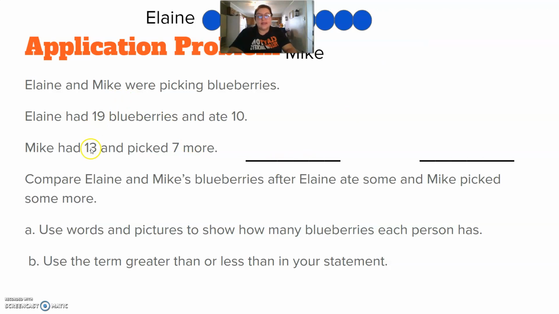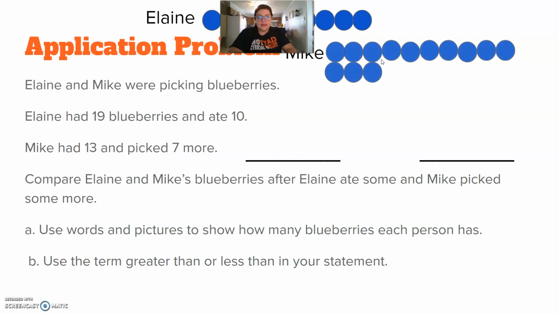So Mike had 13, and he picked 7 more. So if you had a basket of 13 blueberries, and you went and you picked 7 more, and you put them in your basket, would you be adding or taking away? You'd be adding, right? So there's our 7 more.